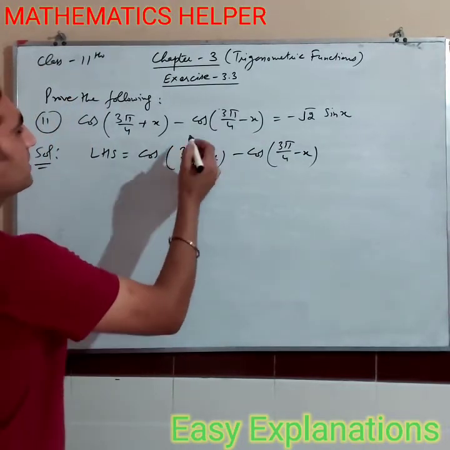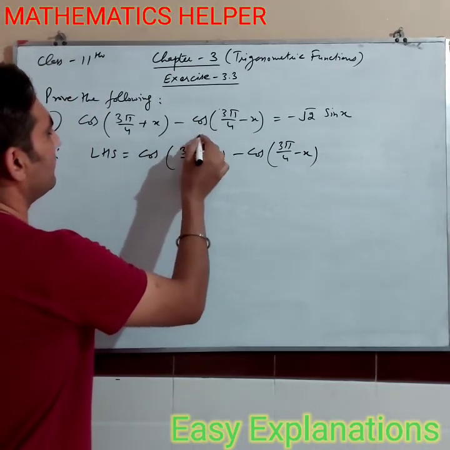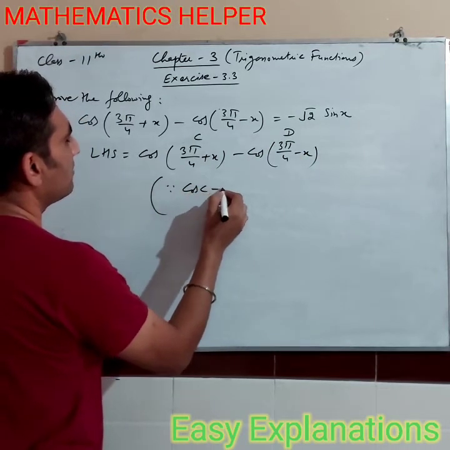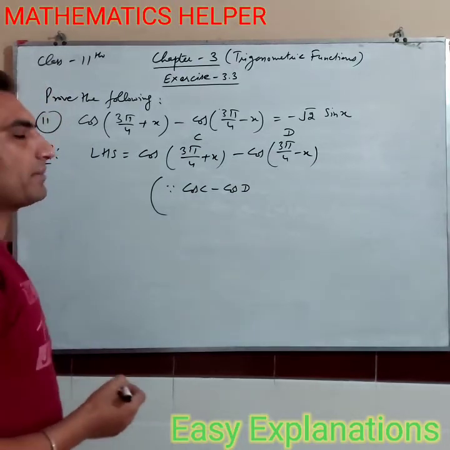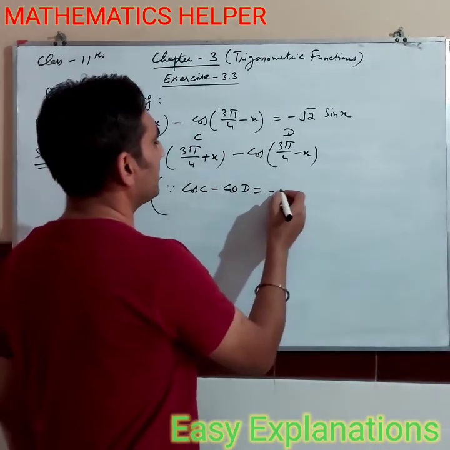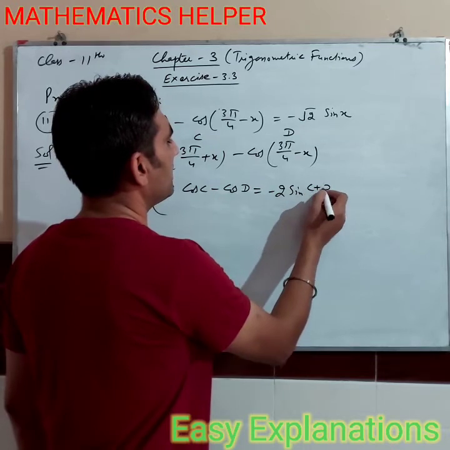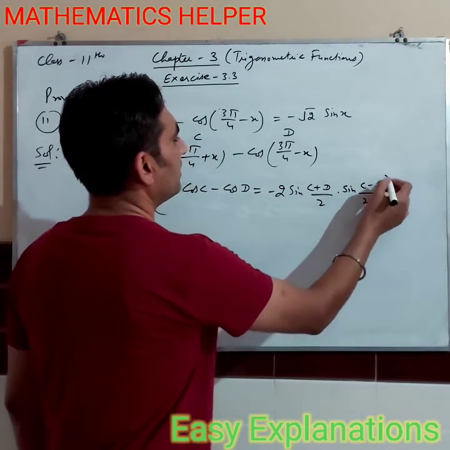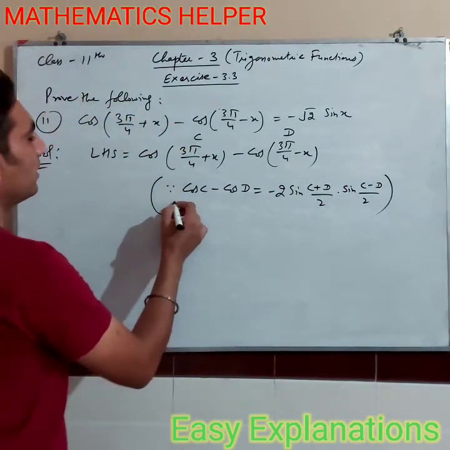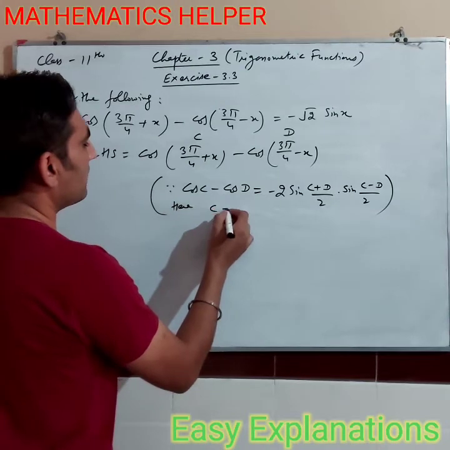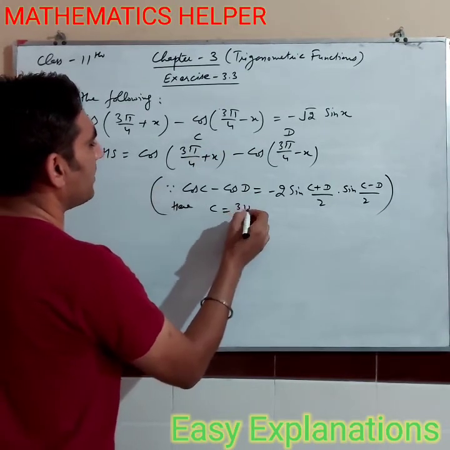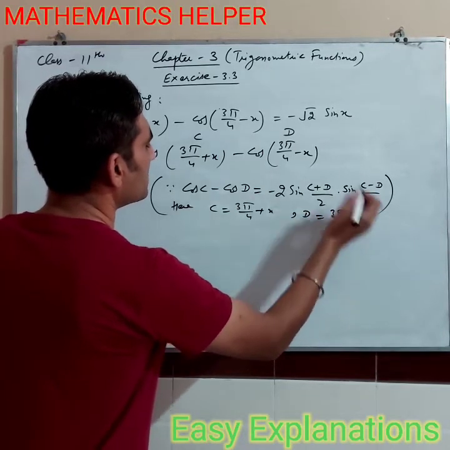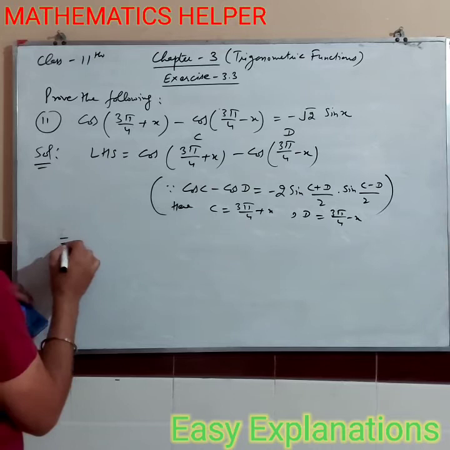If we treat these angles as C and D, then it is like a formula, which is cos C minus cos D. Try to remember that formula. That formula was minus 2 sin((C + D)/2) into sin((C − D)/2). And if we write this formula, you should know what is C and what is D. C is this whole value, which is 3π/4 + x, and D is 3π/4 − x.